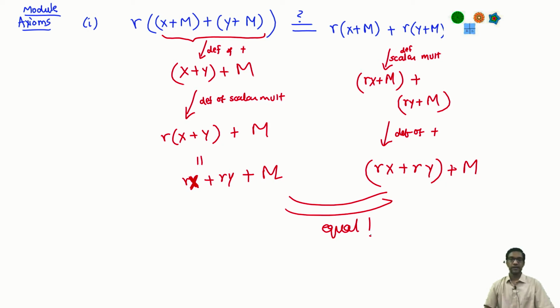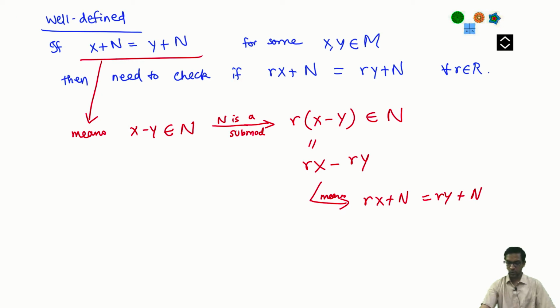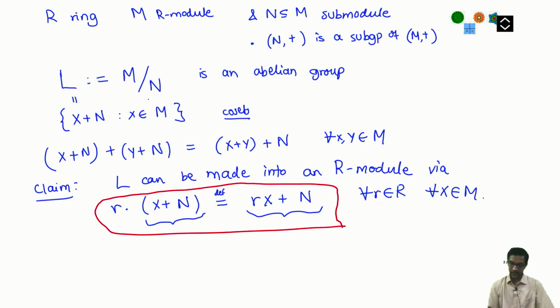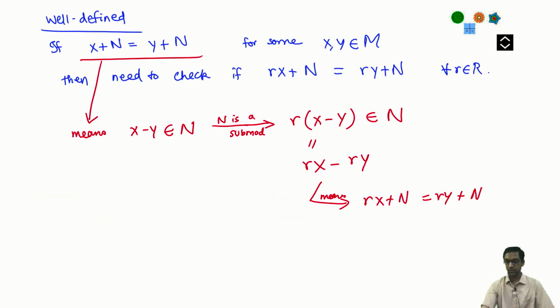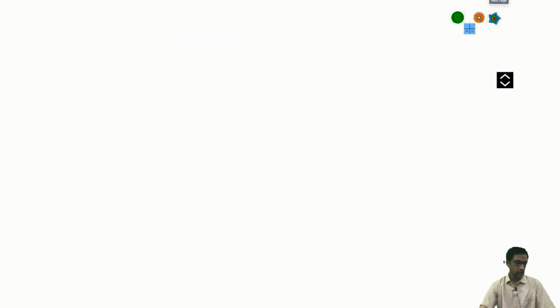Now all the other axioms are similar, so you should just check all the other axioms. I will leave that for you to check. So what we have managed to do is show that the quotient group M by N is in fact more than just a group, it's actually an R module. In the case of vector spaces, this is a concept that you may have encountered in linear algebra. It's usually called the quotient vector space.